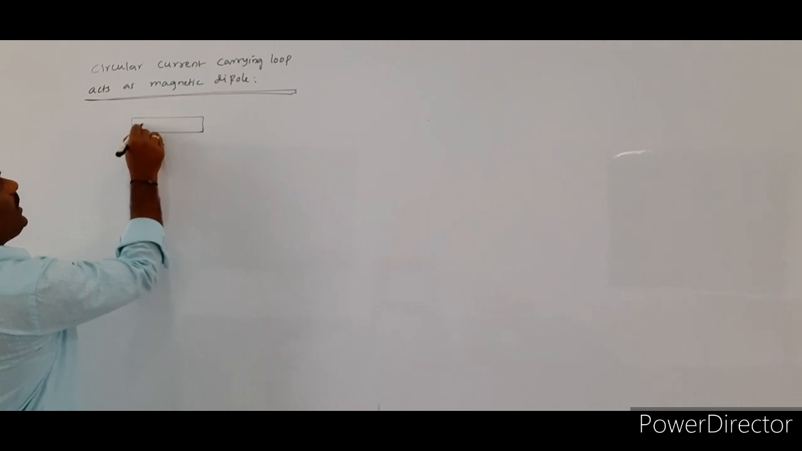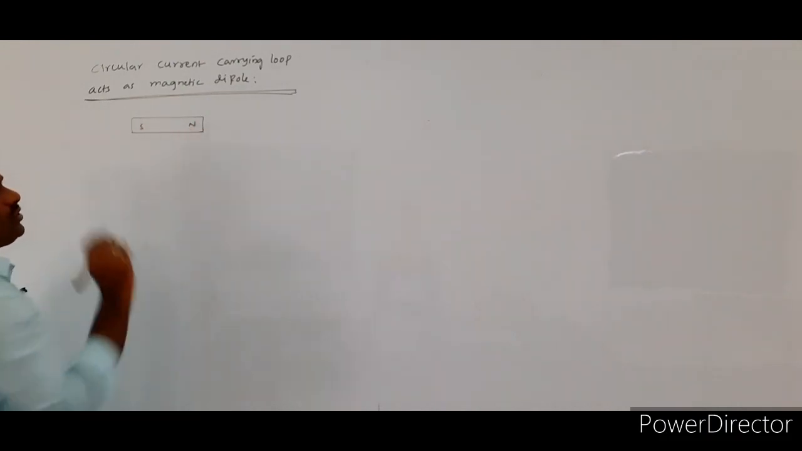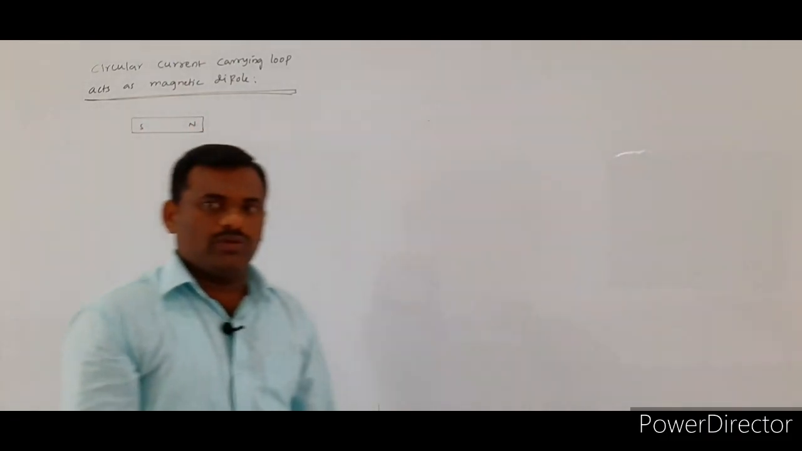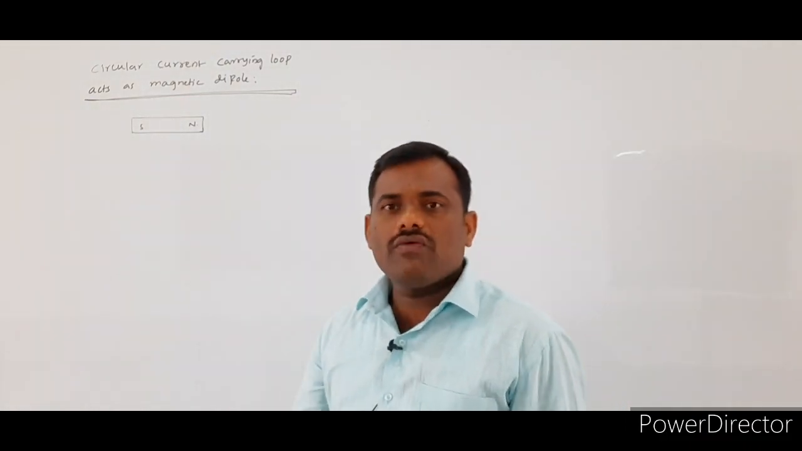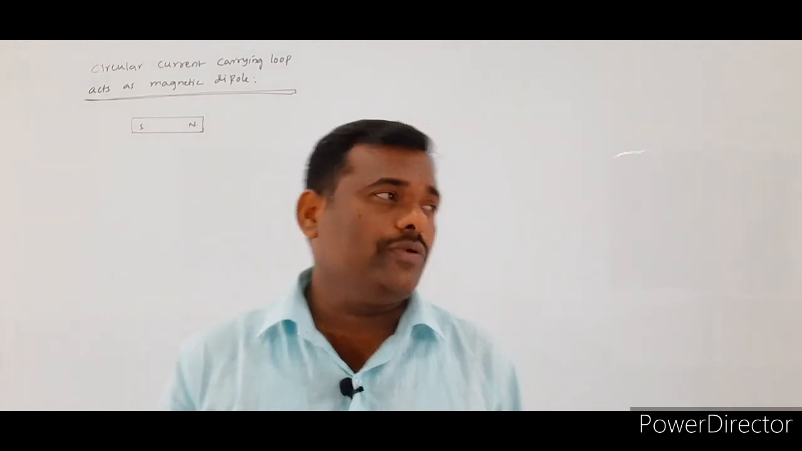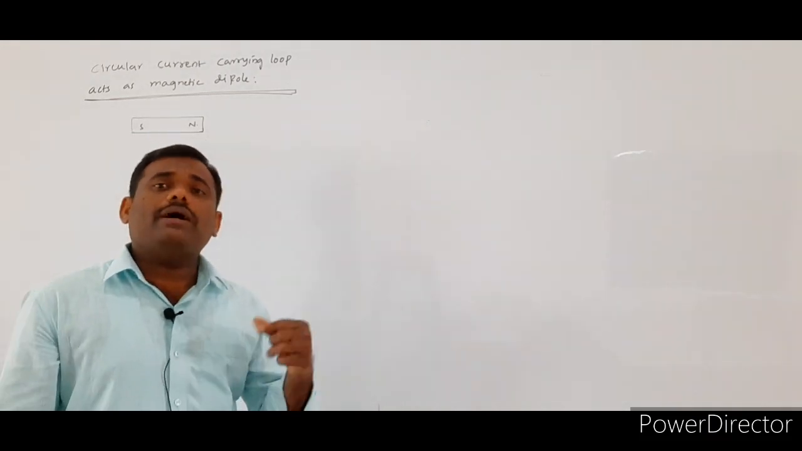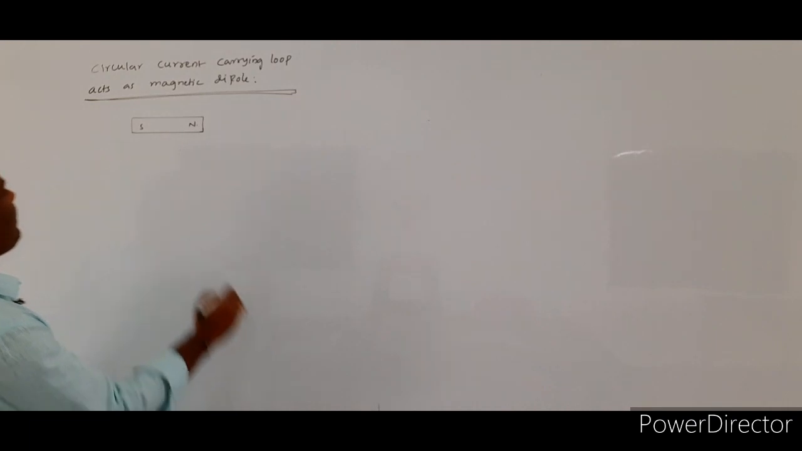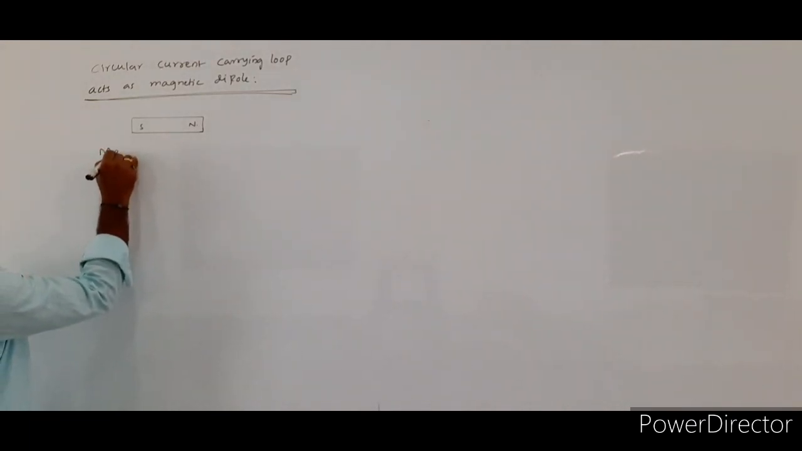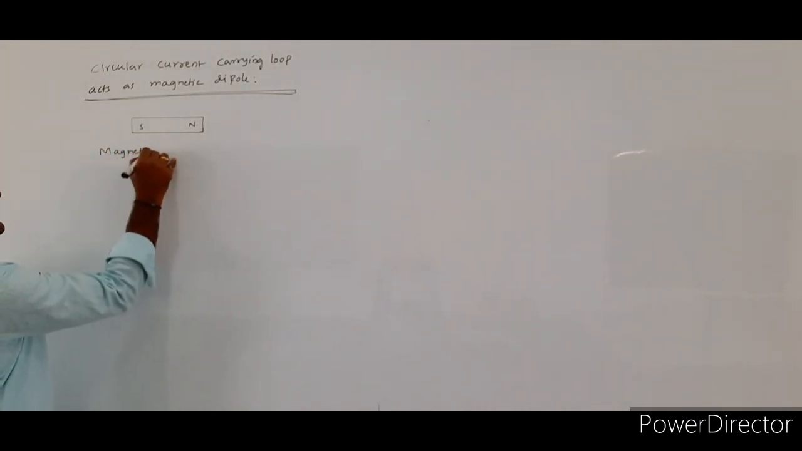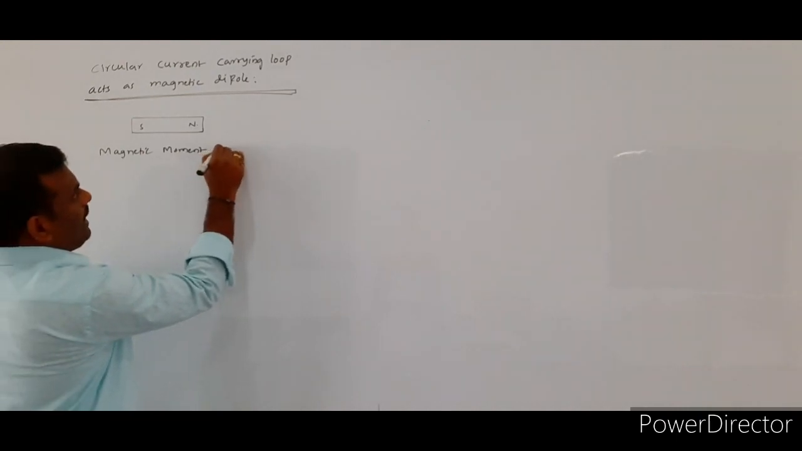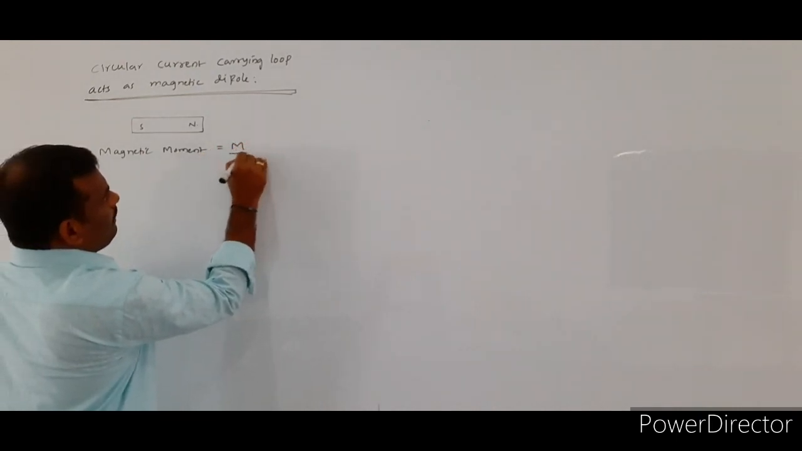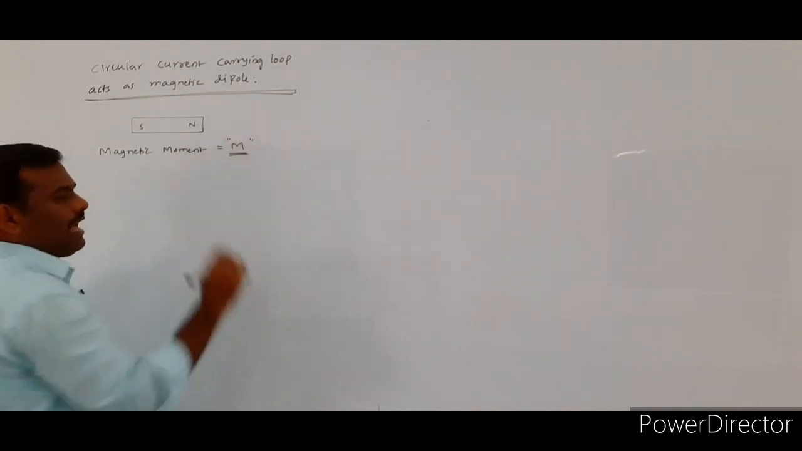It has two poles, one is the south pole and another one is the north pole. If you take any bar magnet, it must have two poles. If you consider any bar magnet, it has some magnetic moment. The magnetic moment of the bar magnet will be represented by the symbol capital M.